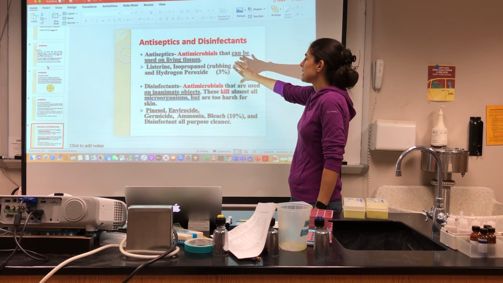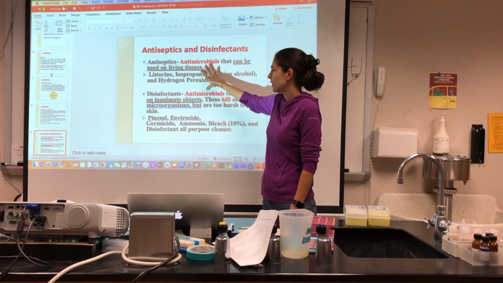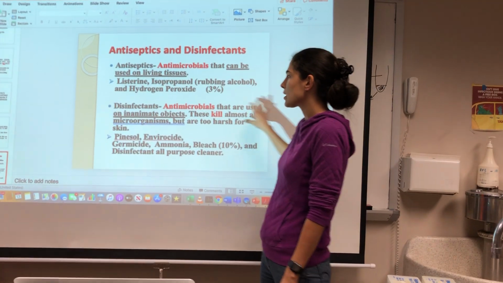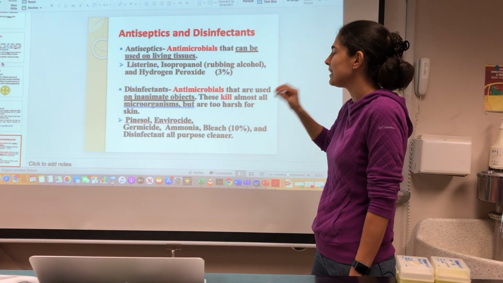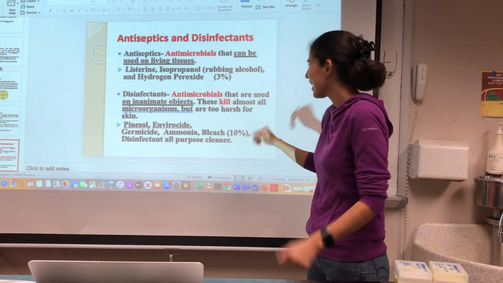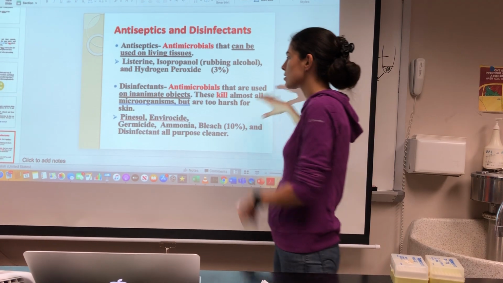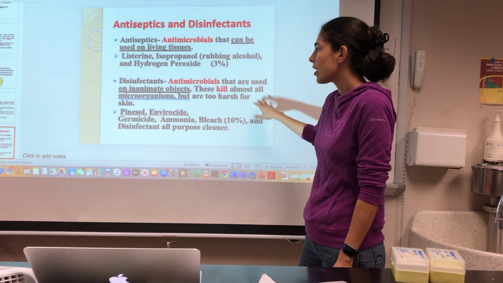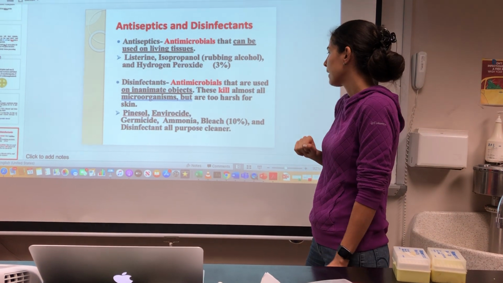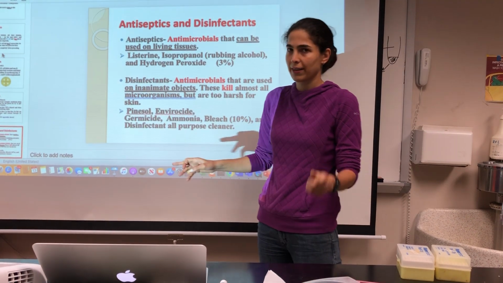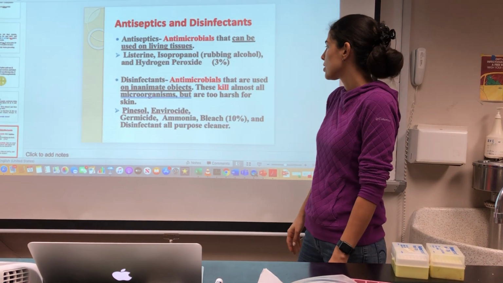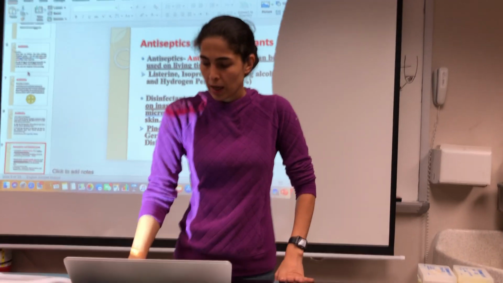Antiseptic is an antimicrobial that can be used on living tissues, but disinfectant is the antimicrobial that we use on inanimate objects. These kill almost all microorganisms, but they are too harsh for skin, okay? Like the bleach, I think all of you have worked at least one time with bleach. So it's too harsh for skin.